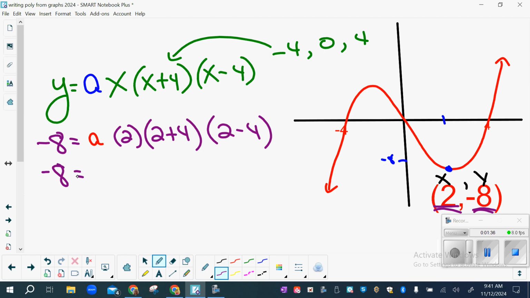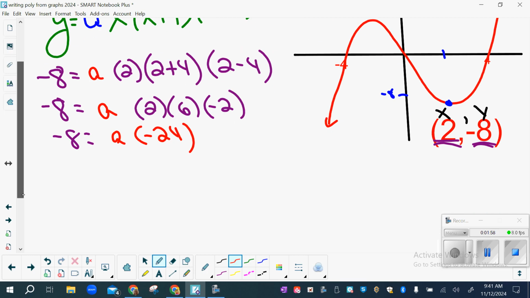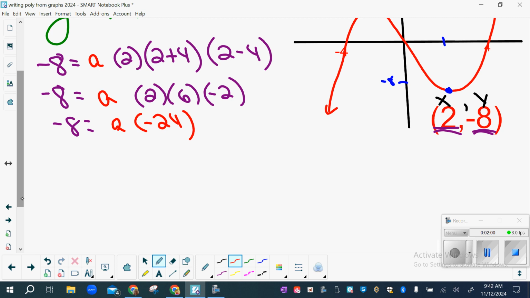-8 equals, I'm going to take the A, and I'm going to make it really pretty. 2 times 6, 2 times 6 times -2. I'm going to say -8 equals A times -24. How do I get A by itself? What do I need to do? Any guesses? I want that A alone. Divide. I got to divide.